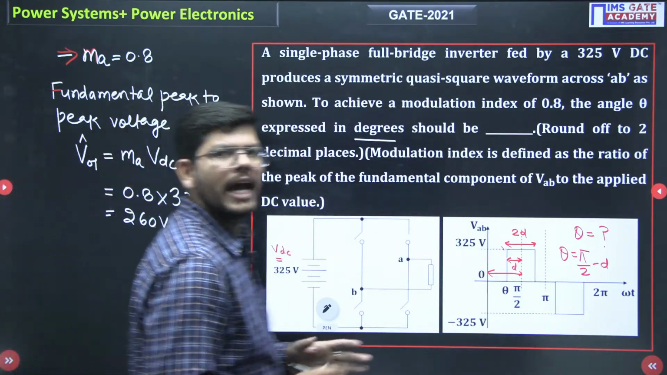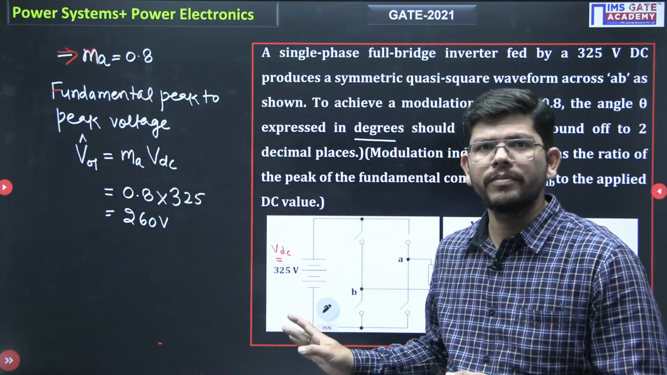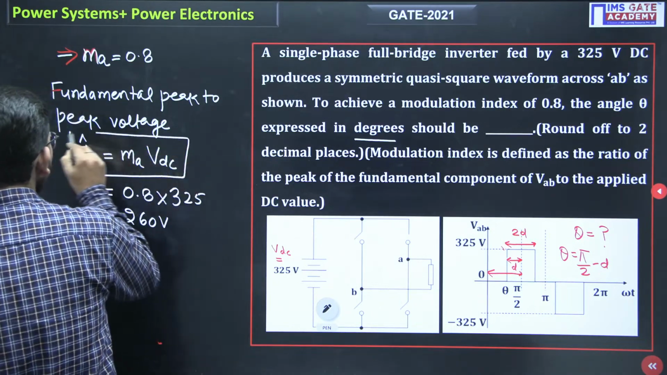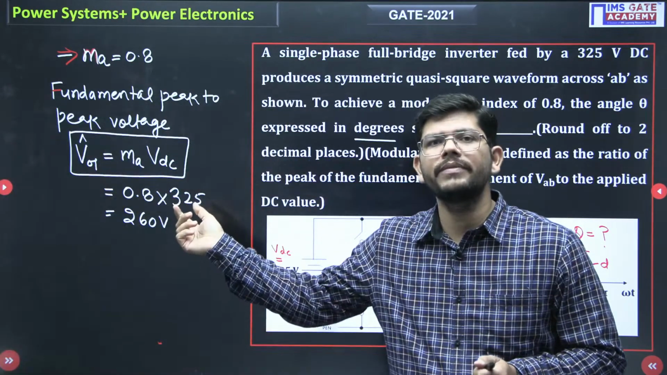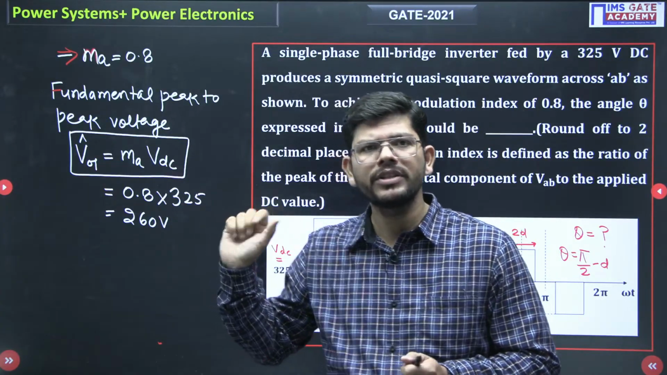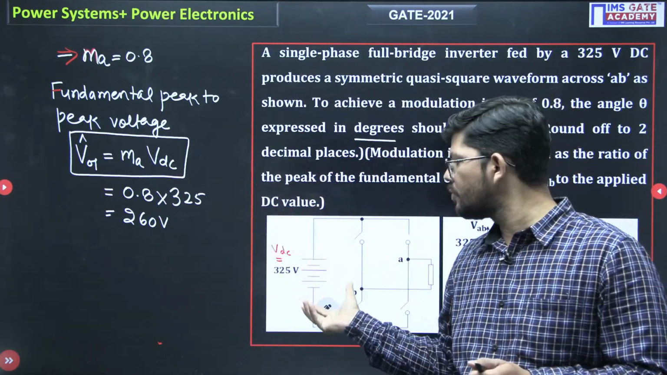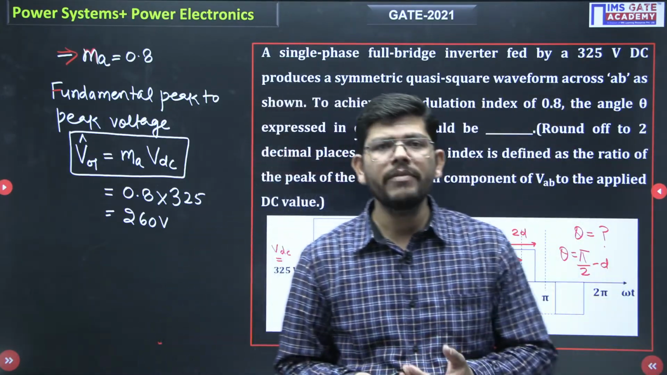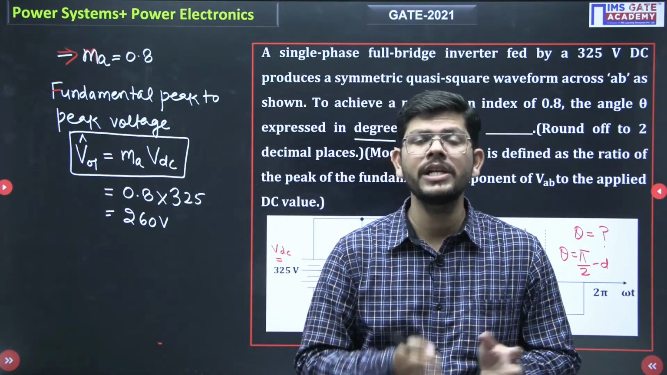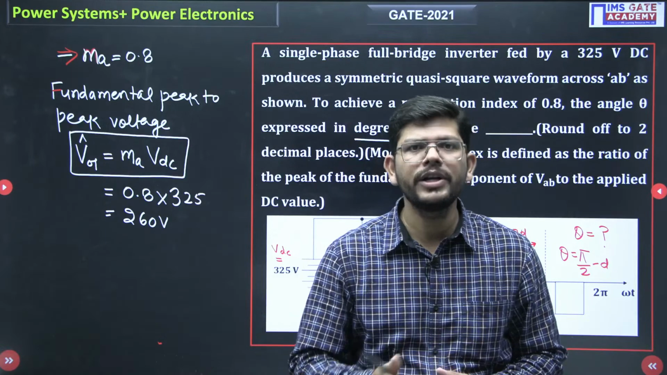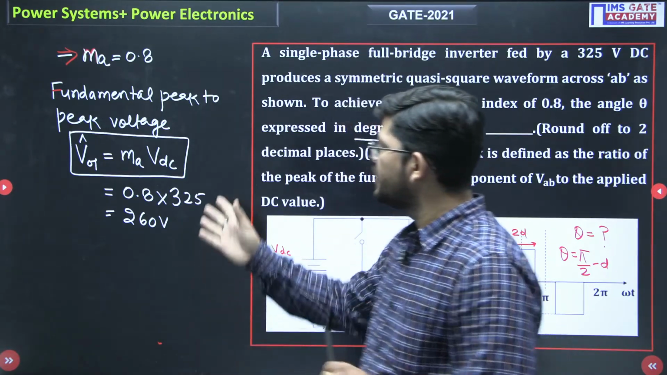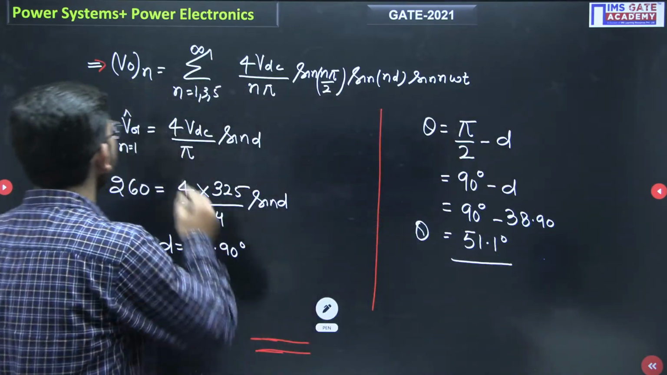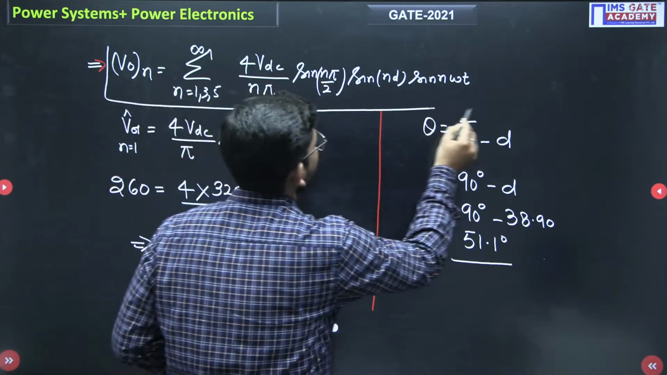So have you seen how easily we have solved this problem? If you have the knowledge of this formula, for a full bridge converter it is VDC. If it is a half bridge converter, it will be VDC by 2. The same question can be repeated with a half bridge converter instead of a full bridge, or instead of a quasi square waveform you may get a square waveform. This is how they can modify the question, and this question can reappear in the 2024 exam. So if you know this formula, and if you are a student of power electronics, definitely you are aware of this particular formula.